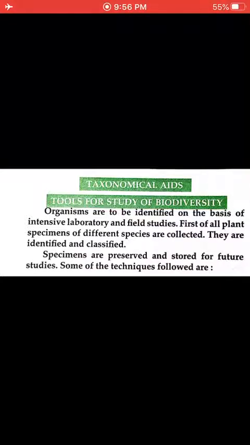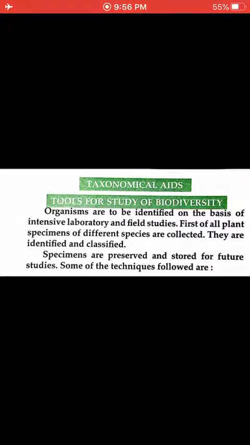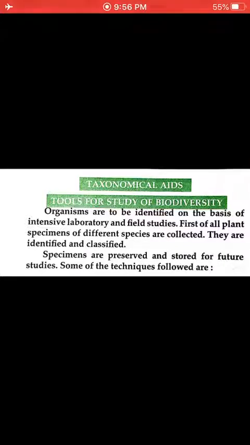While studying biodiversity we need certain things which help in the study of taxa or the species which are on the earth, both things. So it's the study of organisms, identified on the basis of intensive laboratory and field study.